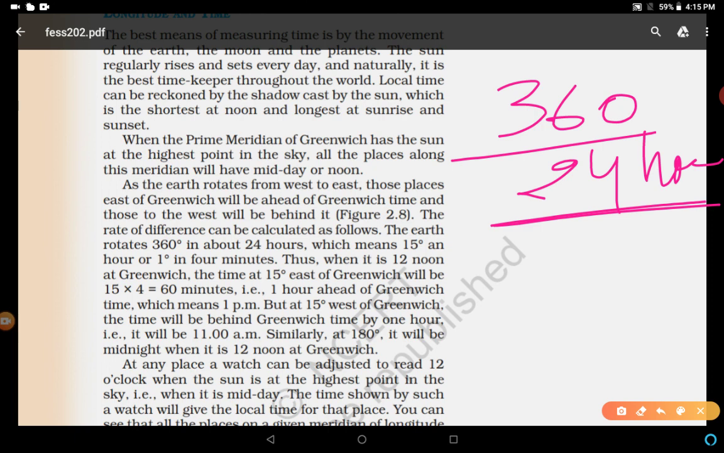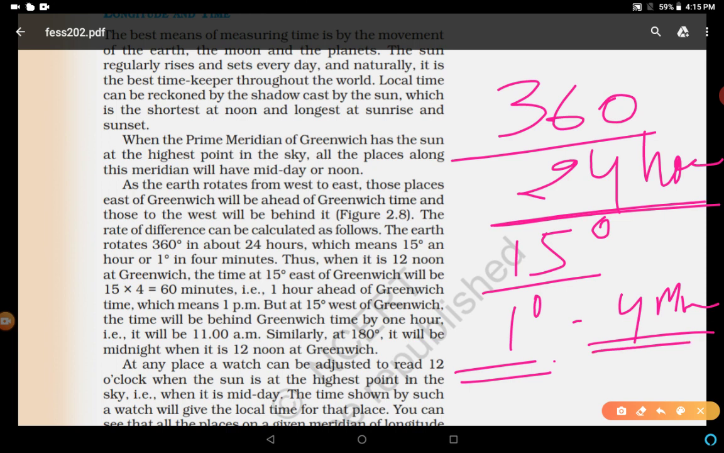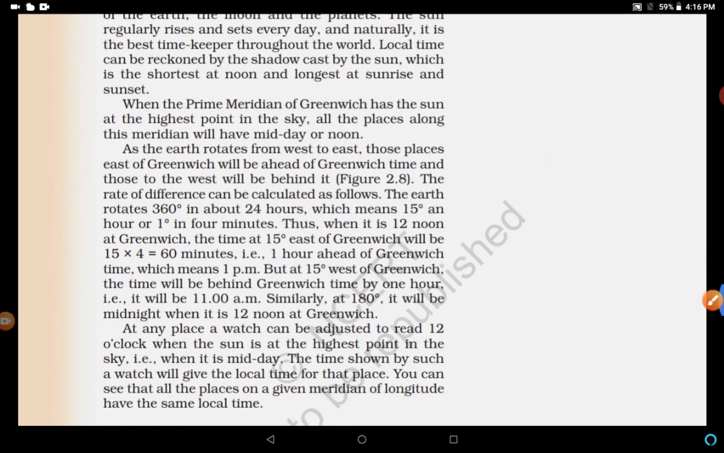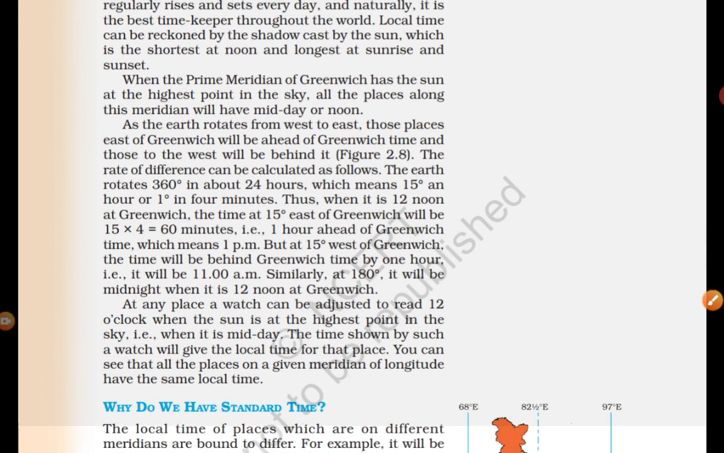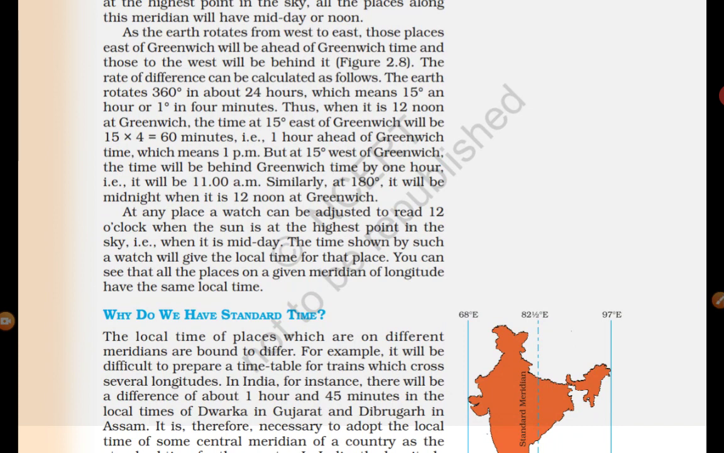So in 1 hour it will cross 15 degrees, and to cross 1 degree it will take 4 minutes. Getting my point? So to cross 1 degree, 4 minutes are consumed, and in this way the time zones are formed in the entire earth. 24 time zones are there, clear? How many? 24 time zones are there.